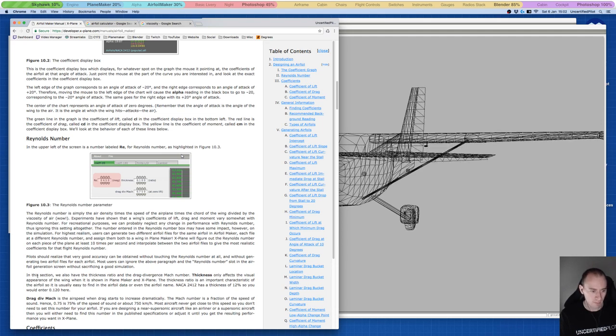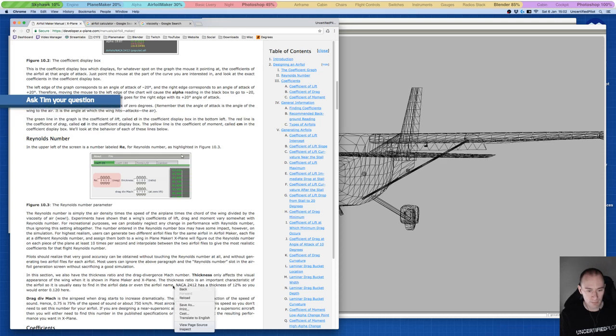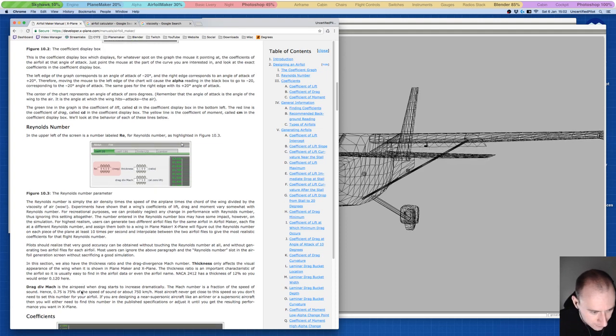I'm curious. In this section, we also have the thickness ratio and the drag divergence Mach number. Thickness only affects the visual appearance of the wing when it's shown in PlaneMaker. The thickness ratio is an important characteristic of the airfoil, so it's usually easy to find in the airfoil data, or even in the airfoil name. NACA 2412 has a thickness of 12%, so you would enter 12.